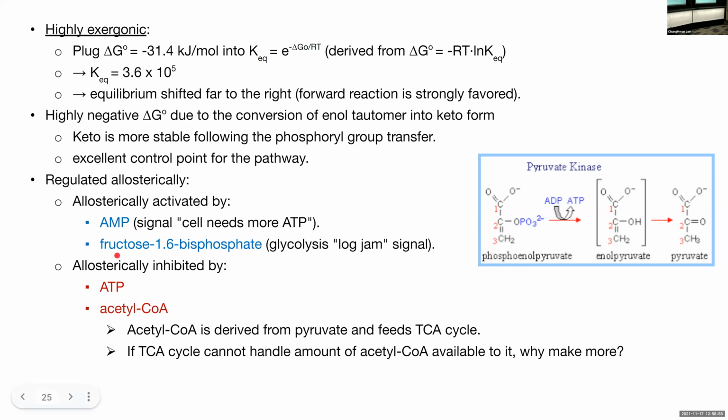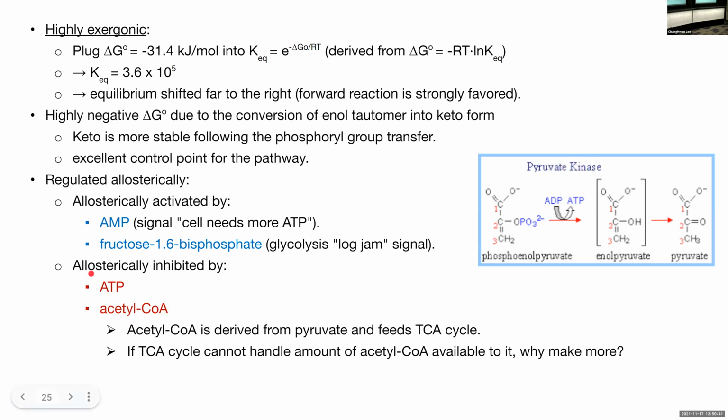The same thing applies to fructose 1,6-bisphosphate, which was the product of step 4, I believe, if not step 3. It can be used as a glycolysis log jam signal. So when there's a lot of fructose 1,6-bisphosphate, then it has to be processed, right? So it will activate the pyruvate kinase, as opposed to if there's a little of that, then there's not much of the intermediates that should be processed further. So it will just work as a sort of not activating much of this kinase enzyme.